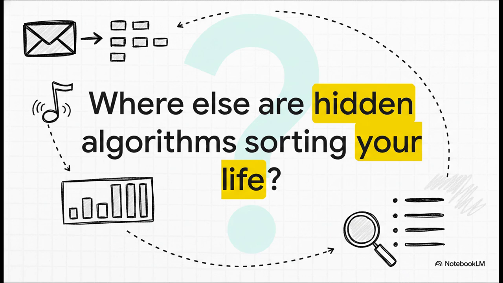So now that you see the pattern, now that you know the secret, I want you to look around your own digital life. I'm talking about your email inbox, your music playlists, your social media feed, your search results. Where else can you spot one of these hidden sorting algorithms? Just quietly working in the background, making your life a little easier by turning chaos into clarity.